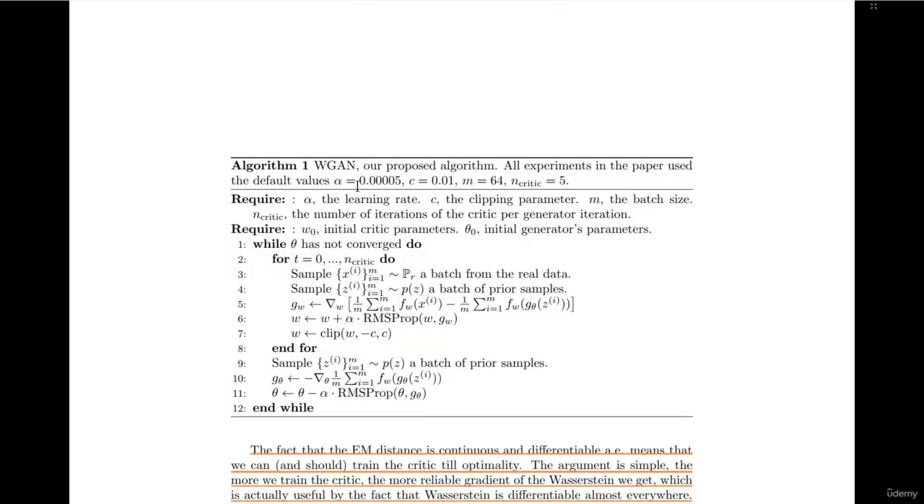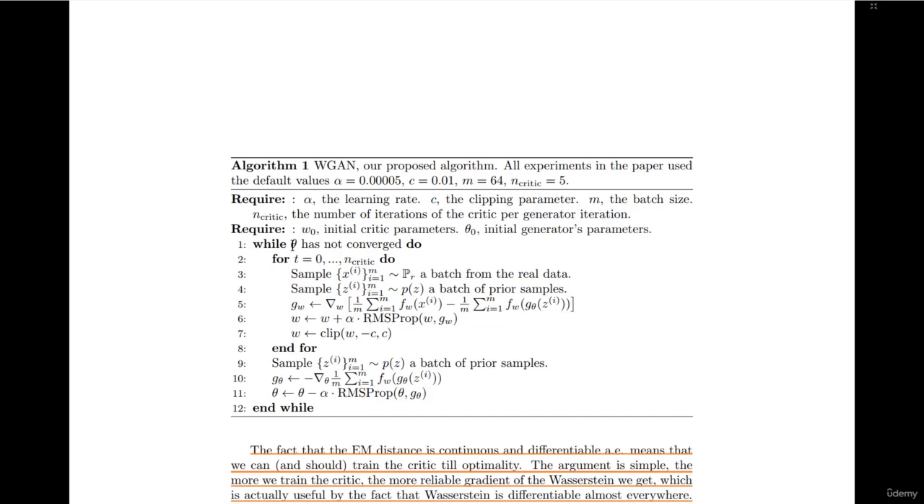So right here we have algorithm 1, where WGAN is the proposed algorithm, and alpha is the learning rate. C is the clipping parameter, set to 0.01. We have the batch size to be 64, and the number of critics equals 5. The number of critics stands for the fact that we're going to update the discriminator parameters 5 times before updating the generator.